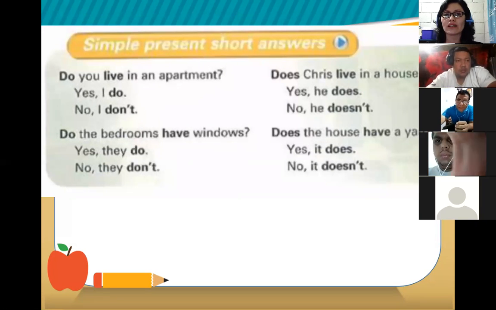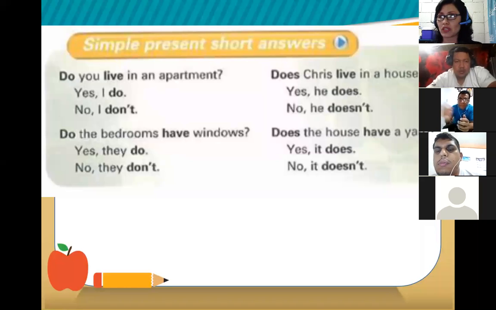Whenever we are talking about present simple, there is something very important that you need to know, guys. No sé si ya lo habían visto con su teacher anterior, pero si no, pues voy a aprovechar y voy a agregar aquí algo.